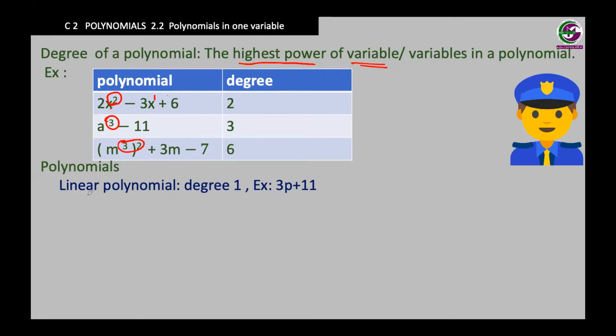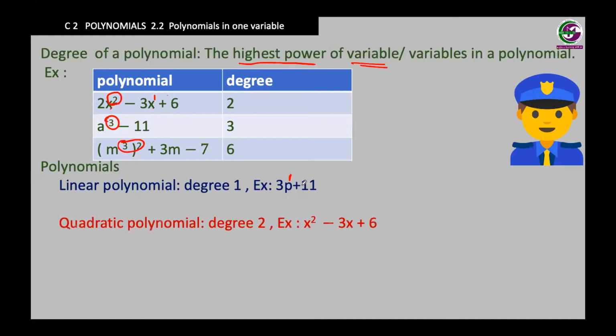Linear polynomial. Linear polynomial means it is a polynomial with degree 1. Means the power of the variable should be 1. Even if you don't write it, it is understood that the power is 1. It should not be more than 1, or a negative number or a fraction.